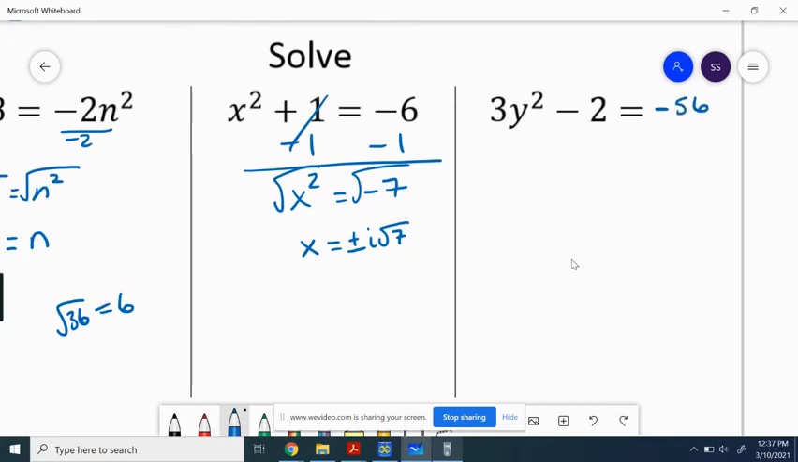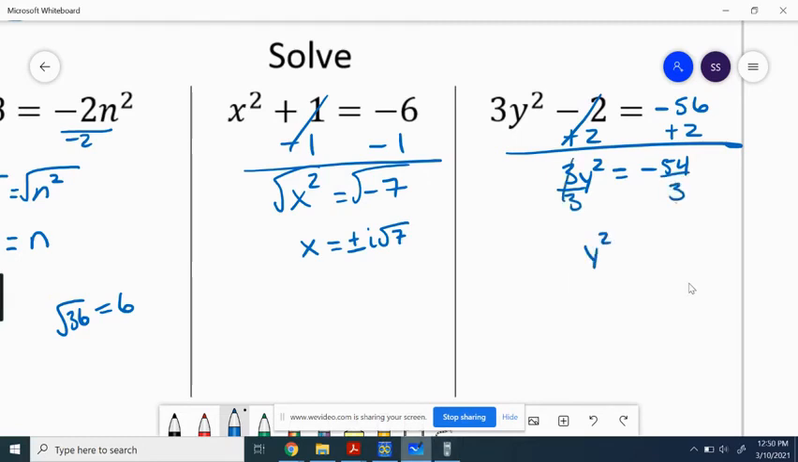All right, so the first thing I want to do here is get rid of this negative 2, so I'm going to do so by adding 2 on both sides. I'll be left with 3y squared is equal to negative 54. Now I want to get this coefficient in front of y squared out of there, so I'm going to do so by dividing. So I'm left with y squared is equal to negative 54 divided by 3, which is negative 18.